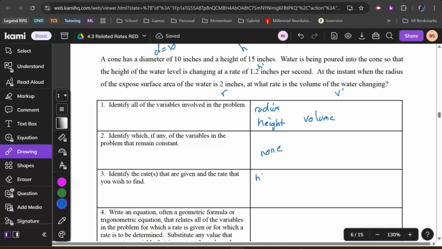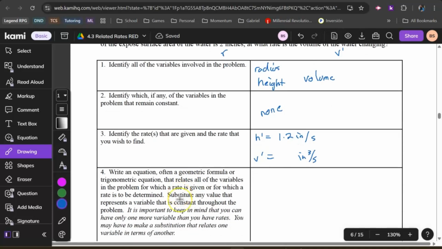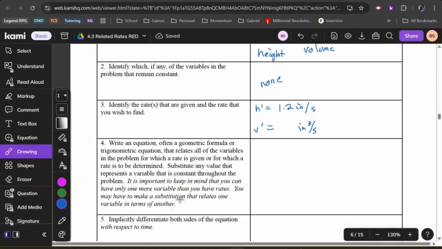Well, we got that h prime is equal to 1.2 inches per second. And we need v prime, which is going to be in inches cubed per second. Now what they didn't give us is r prime. That's a bit of a problem. So I'm going to come back to that in a second, but let's look at this. So we need a formula. Okay, so then we need to relate all of those things. And so the volume of a cone is simply going to be V is equal to pi r squared h over 3. Because anytime we've got a cone or pyramid, it's just a third of the prism.